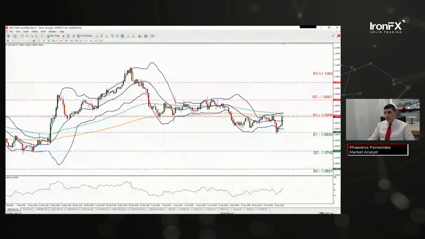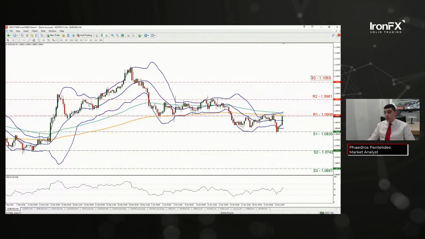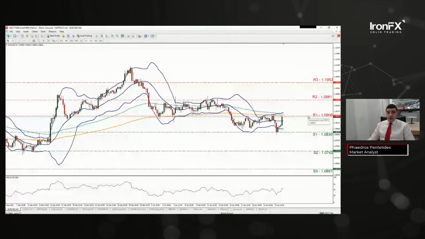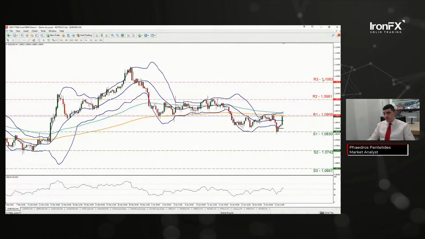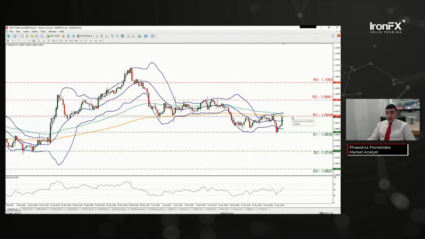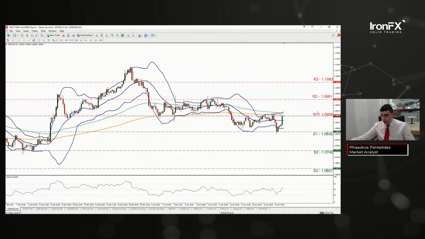Further than that, you have 1.1063. So if it breaks above R1, bullish outlook up until R2, perhaps maybe even R3. Breaks below S1, switching towards a bearish outlook for S2. If it fails to break above R1, we maintain a sideways bias between S1 and R1.